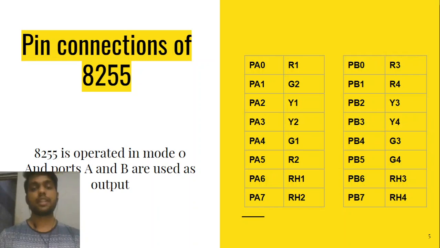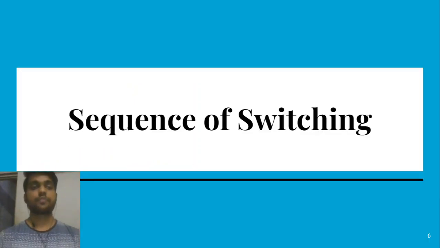For connecting these LEDs, we'll be following the structure as shown in this table. The 16 LEDs are connected to the 8 plus 8 pins, that is 16 pins, of port A and port B. As shown in the figure, R1 is connected to PA0, G2 is connected to PA1 and so on. The same goes for port B, where there are 8 LEDs connected. The important thing to note here is that the 8255 is operated in mode 0, and A and B are used as the output ports.